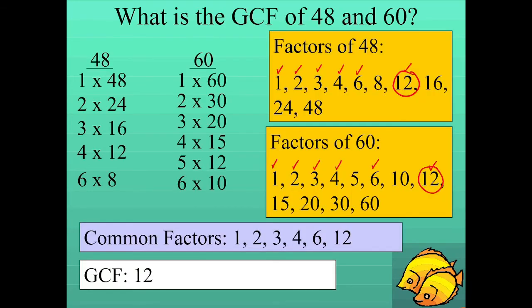Okay? Now, let me introduce another way of getting the GCF of 48 and 60. I'm gonna write 48 and 60 over here. Now, let's do prime factors. I'm gonna start with the smallest prime number, the number 2. What is 48 divided by 2? 24. Do the same thing with 60. 60 divided by 2. 30.